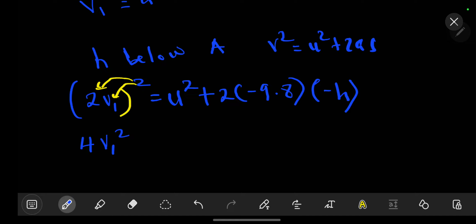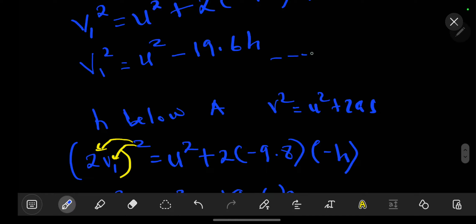So we have, this should be equal to our u squared, then 2 times negative 9.8 times negative h. Negative times negative will be positive, so we are going to have positive 19.6h like that. So we have this one as our equation 2, this one as our equation 1. So with that said, we are going to look at our next problem.